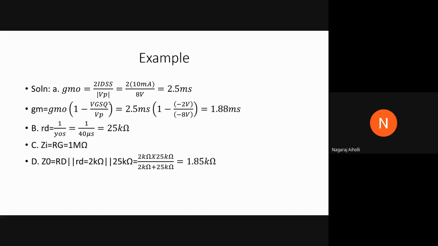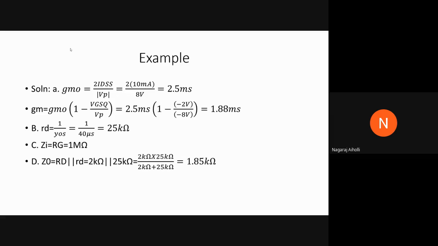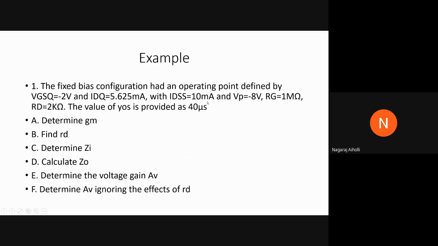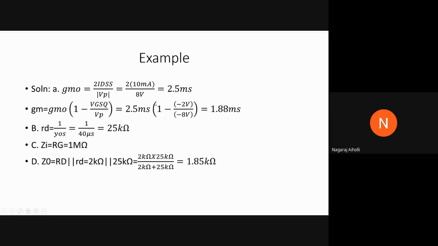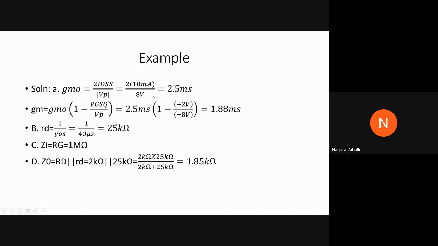GM naught becomes equal to 0. Okay, so that is GM naught. Here it is given by the equation 2 IDSS divided by the absolute value of Vp. So that is 2 into IDSS, which is given as 10 milliampere, divided by Vp. Vp is also given as minus 8 volt. If we take the absolute value of minus 8 volt, it is plus 8 volt. If we simplify this, we get 2.5 millisiemens.